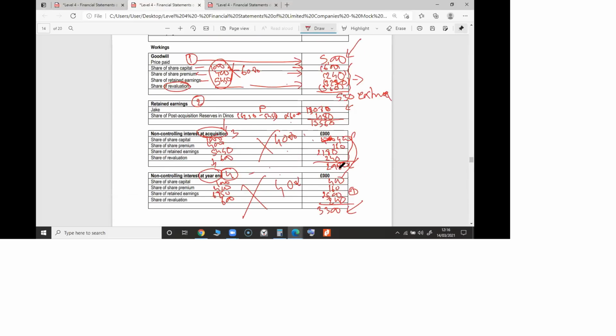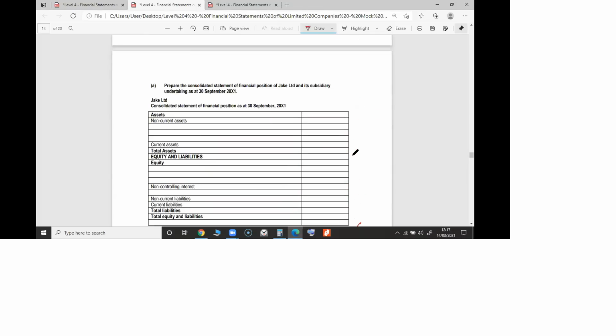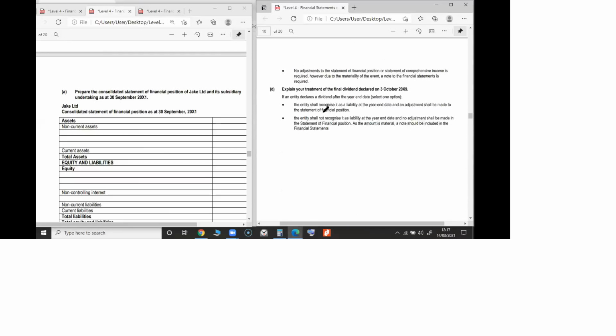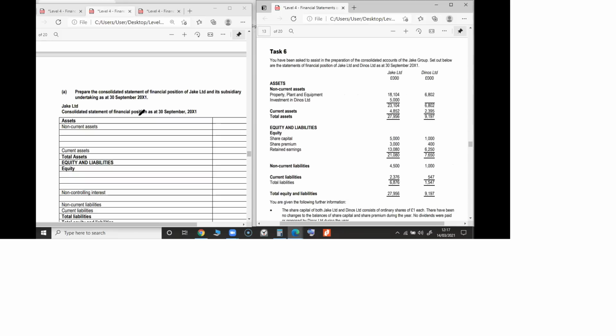We can take this figure into our statement of financial position. You need to help me in doing this. 530 is the goodwill, a non-current asset. Let's do it this way. We have done all the questions, I'm going to question number 6. I'd like to write the goodwill first here. So it's GW, and we have worked it out, it's 530.